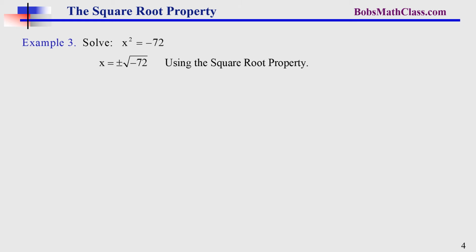Now we can simplify the square root of negative 72. It's got a negative inside, so that just means we need to get rid of the negative, but we put an i in front of the radical. Okay, so there we did that. We put the i in front, not in front of the plus and minus, just in front of the square root. Now simplify the square root of 72.